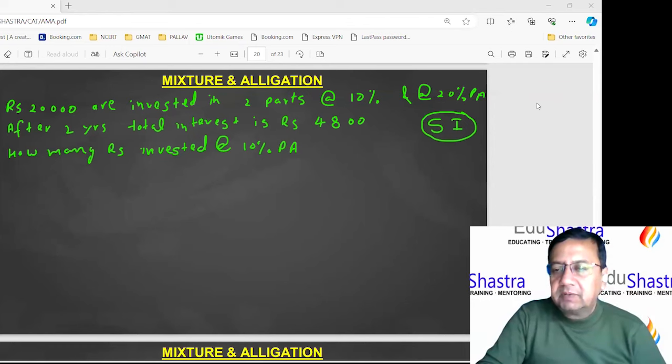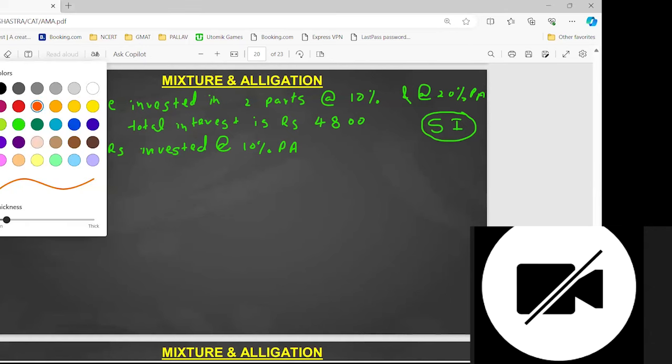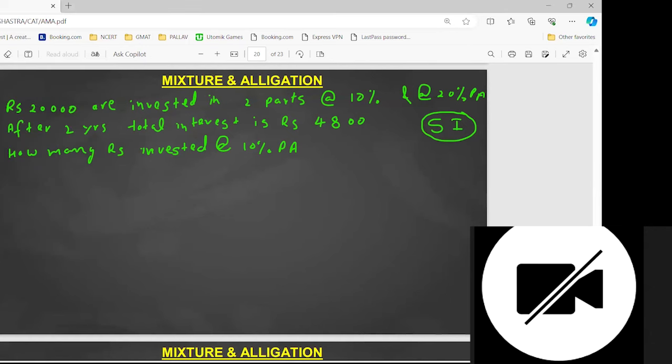No. Maybe some calculation. Dhruv, yes. So Dhruv, how is your answer? I calculated it by taking X. X is the amount which we invested at 10%, and then the amount invested at 20% would be 20,000 minus X. So X into 10 by 100 plus 20,000 minus X into 20 by 100, the whole thing multiplied by 2, is equal to 4,800.